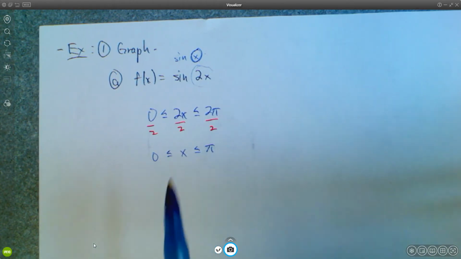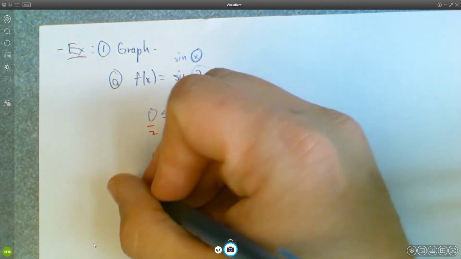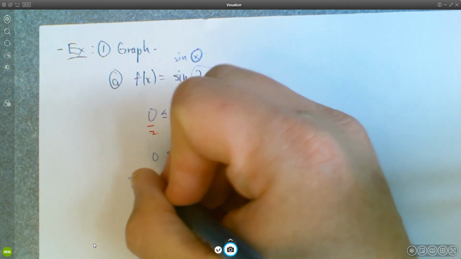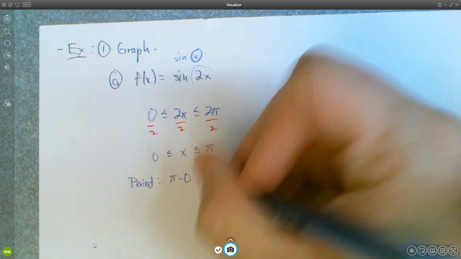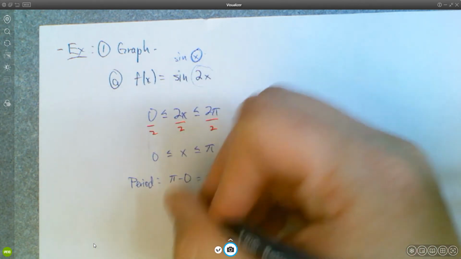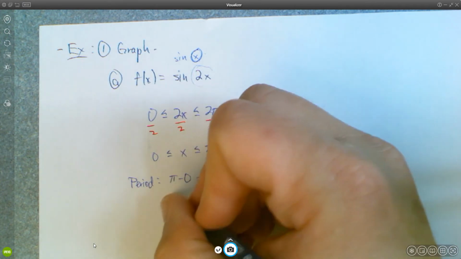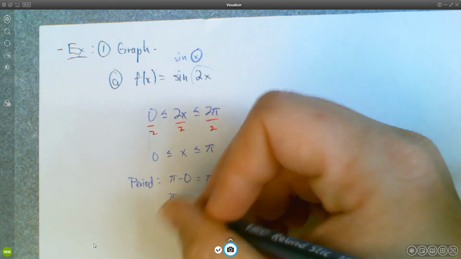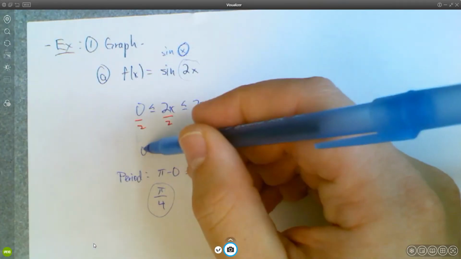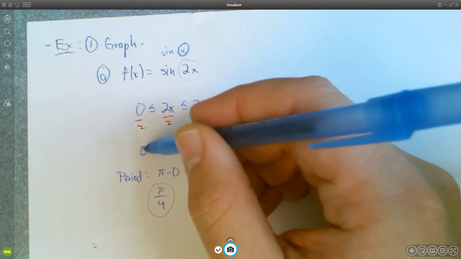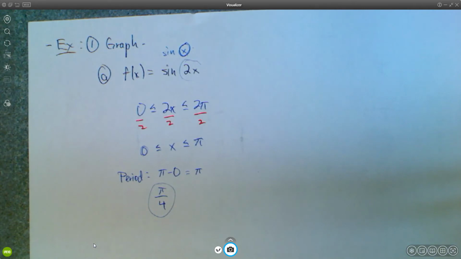So if I take the period, so my period is pi minus 0, which is pi. And then I take that and divide it by 4. So pi divided by 4. That tells me how much I need to add starting at my starting point here in order to get the next point in that sequence of 5 points.